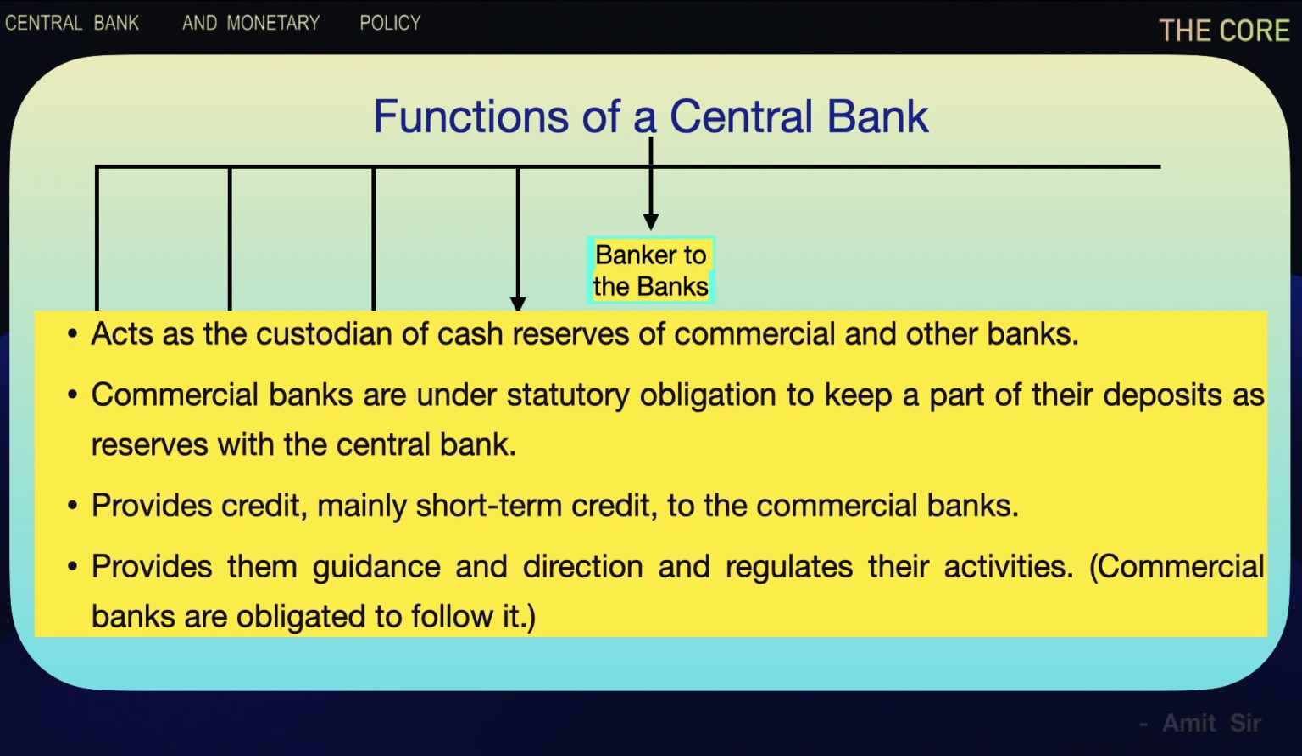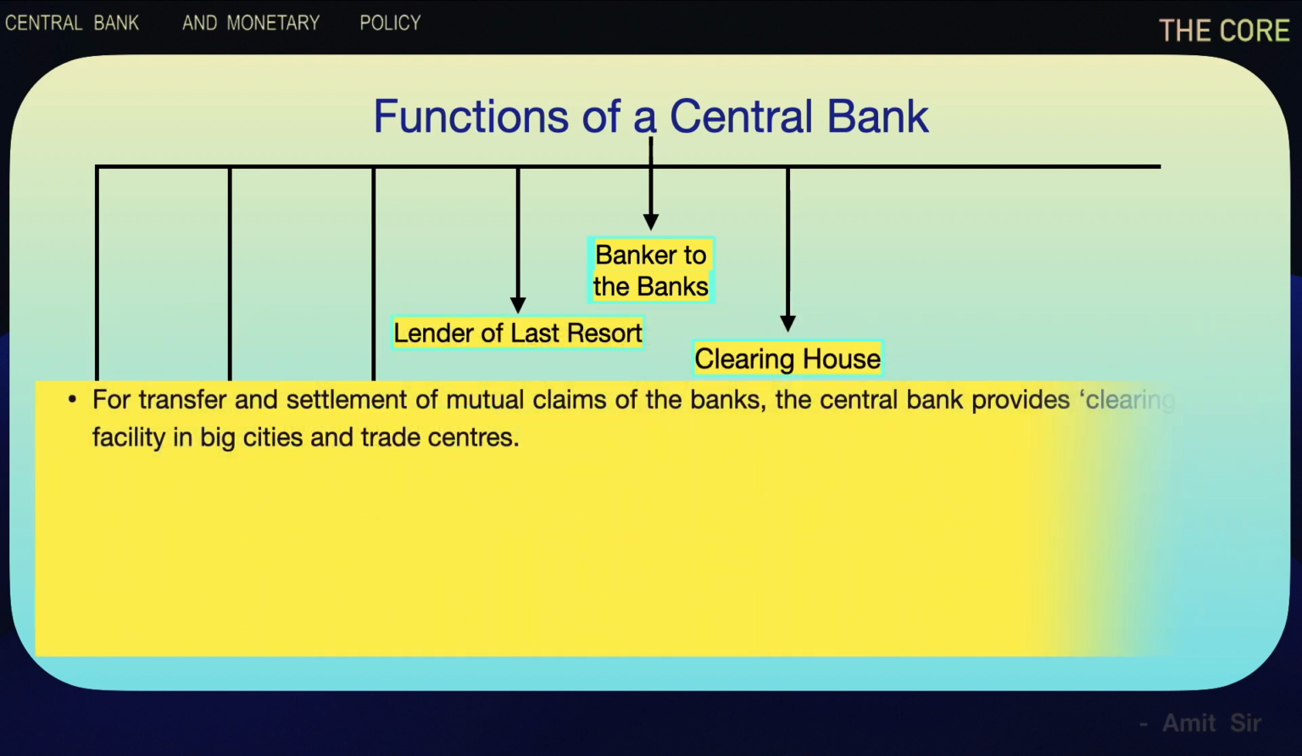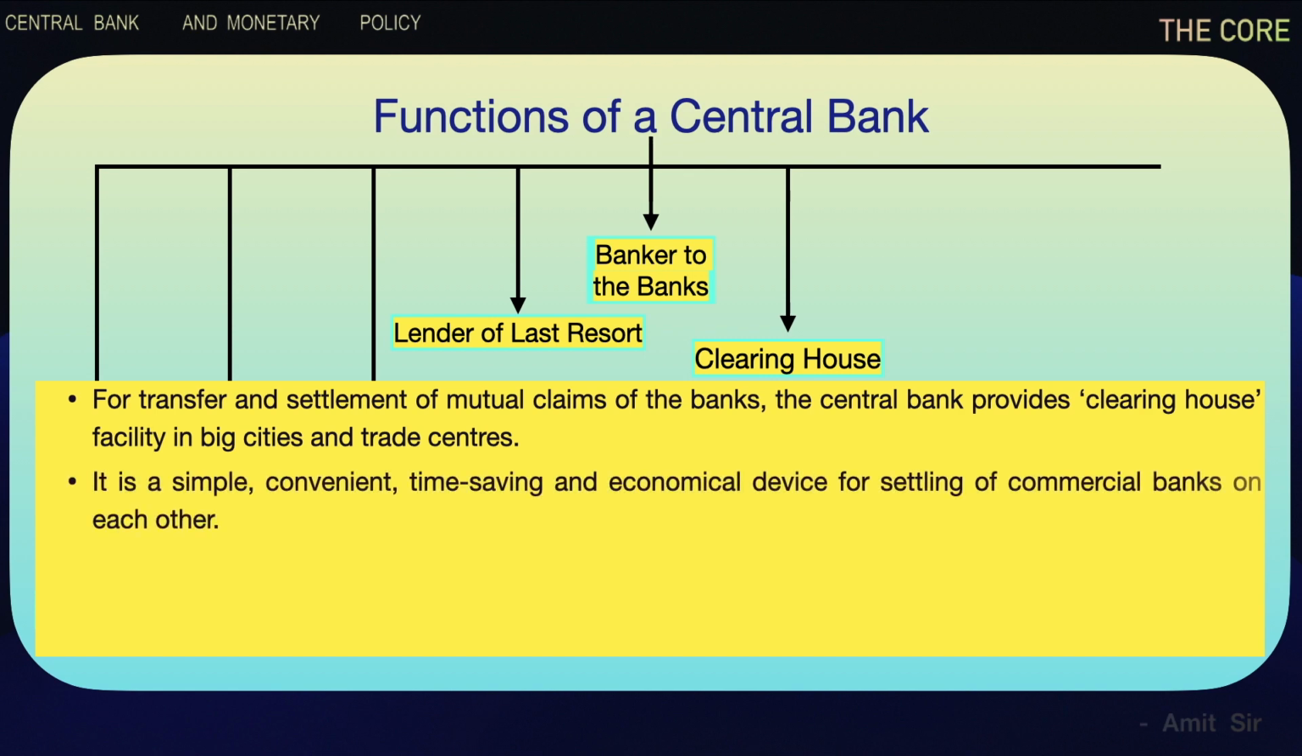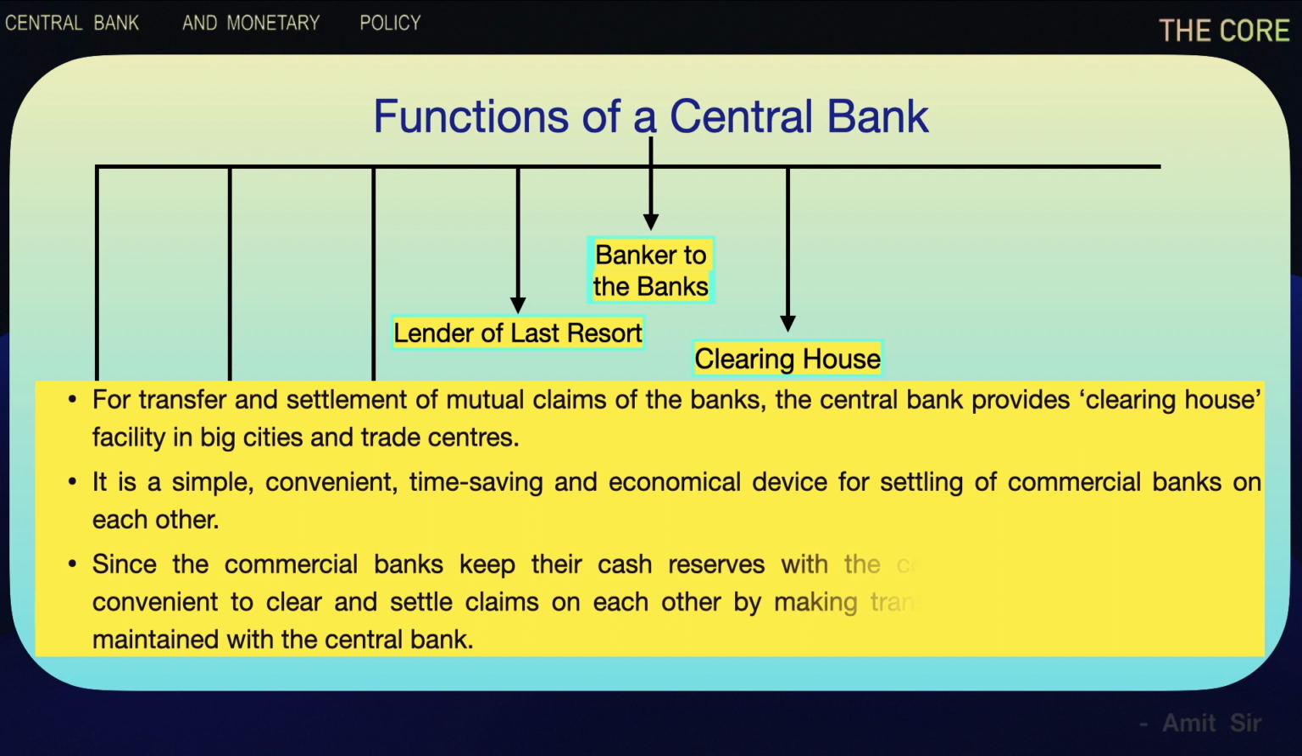The next important function of a central bank: clearinghouse. For transparent settlement of mutual claims of the banks, the central bank provides clearinghouse facility in big cities and trade centers. It is a simple, convenient, time-saving and economical device for settling claims of commercial banks on each other. Since the commercial banks keep their cash reserves with the central bank, it is easier and convenient to clear and settle claims on each other by making transfer entries in their accounts maintained with the central bank.